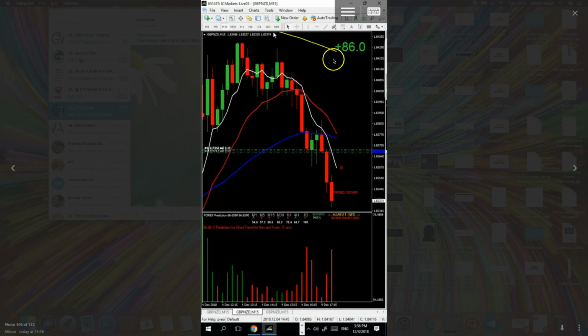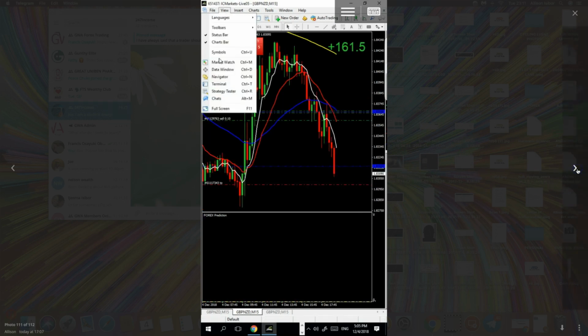That was the first screenshot I made of 86 pips in total, and then I made 111 and then 161, and then I closed the trade. Everything happened pretty much just under an hour. I got about 161 pips.